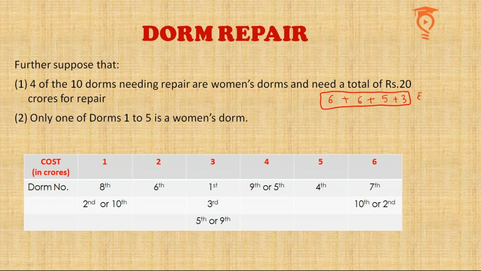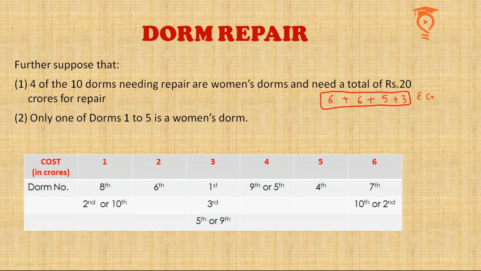And if you need, you can pause the video and figure out why this is the only combination. Some people would say that it could be 6 plus 5 plus 5 plus 4 also. But we do not have 2 slots in 5 crore. So this is the only combination available to us under the present circumstances.